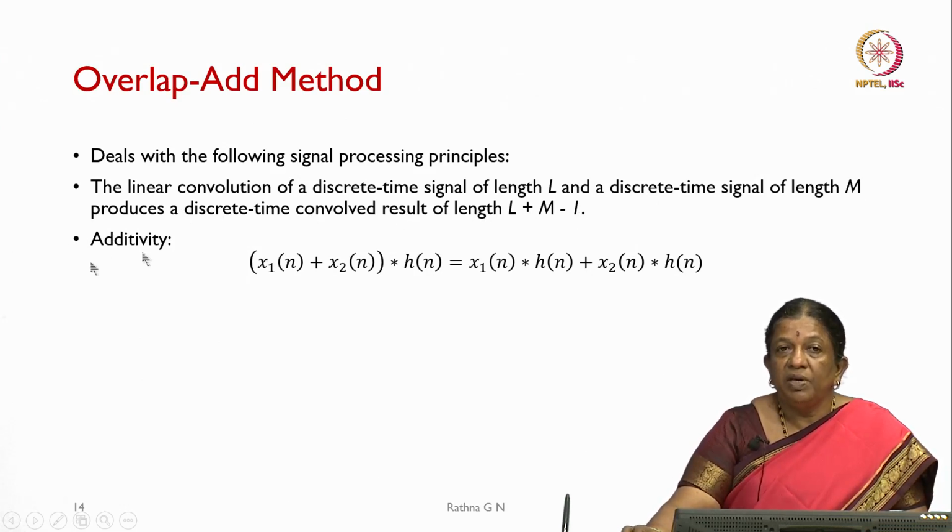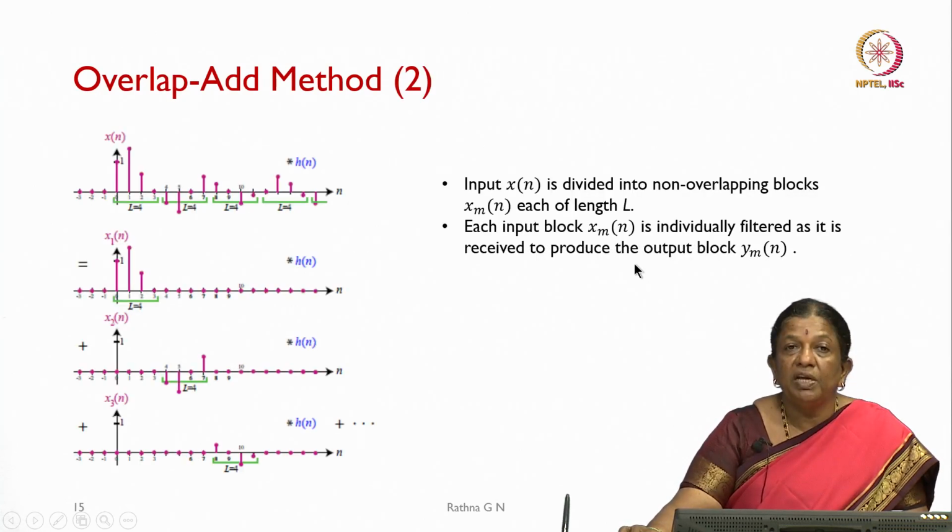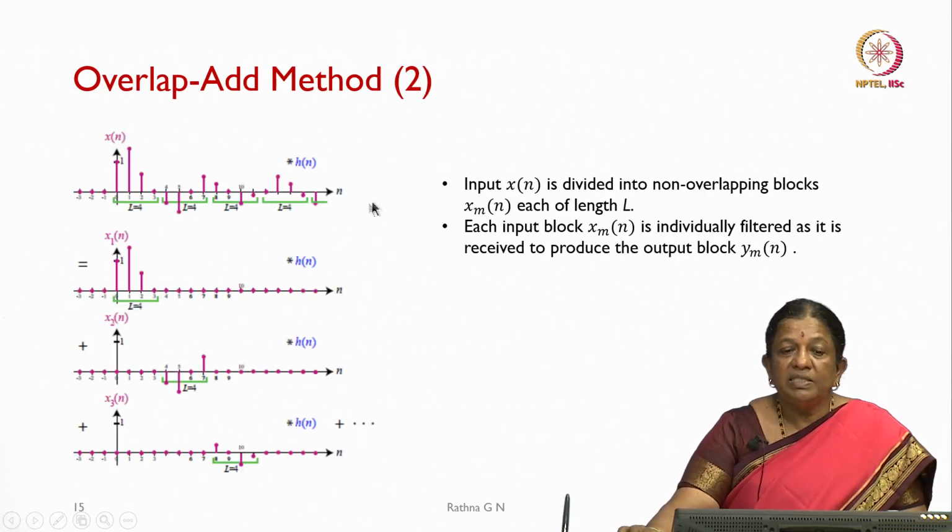So, we are using the additivity property here: x1 of n plus x2 of n convolved with h of n is going to give us x1 of n convolved with h of n plus x2 of n convolved with h of n. So, that is what we are looking at. Now we will see the thing.